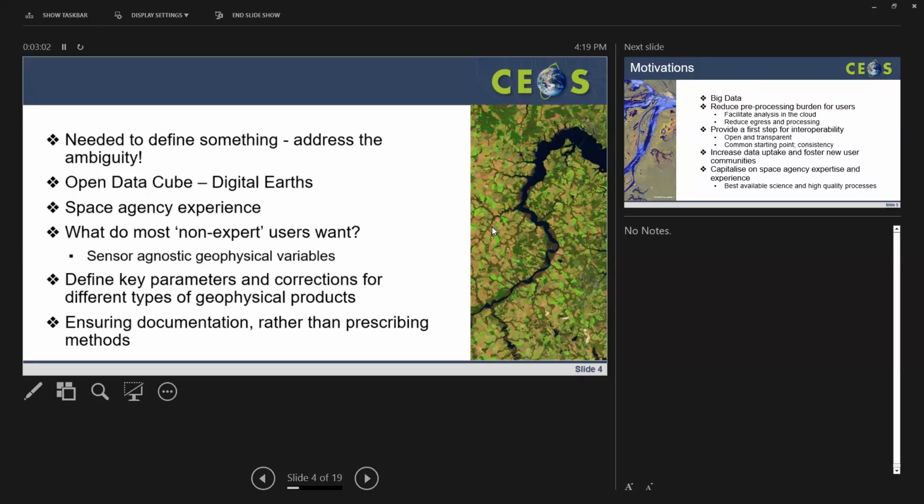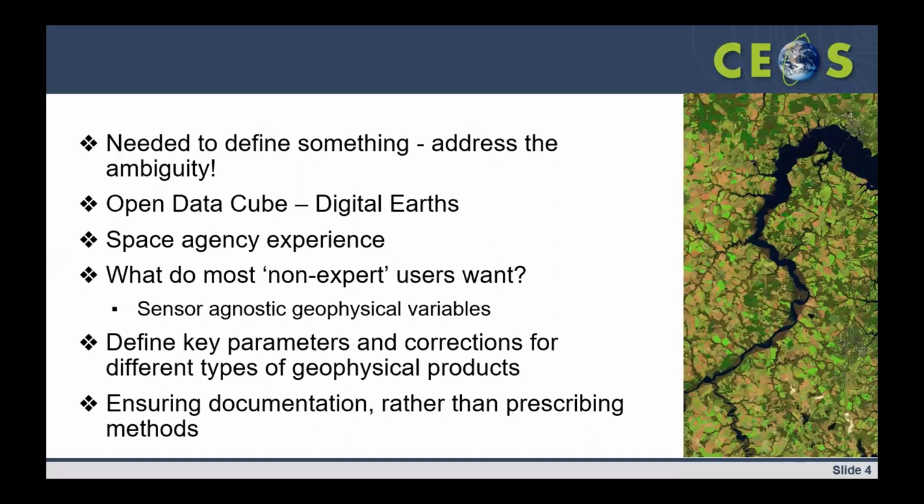We felt that CEOS space agencies are probably quite well placed to define analysis-ready data for Earth observation. We really capitalized on space agency experience and scientists that we had access to. They came together to decide what do most non-expert users want. And so the definition we landed on was sensor agnostic geophysical variables. And so we set out to define key parameters and corrections for different types of geophysical products. And the concept is really built around ensuring documentation of what's been done in the processing steps for a product, rather than prescribing a specific method. So it's left open to the data provider to decide how they want to achieve analysis ready. Just make sure that it's captured in the metadata and so on. Next slide.